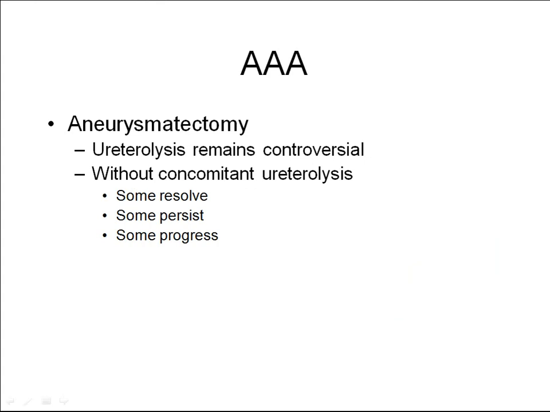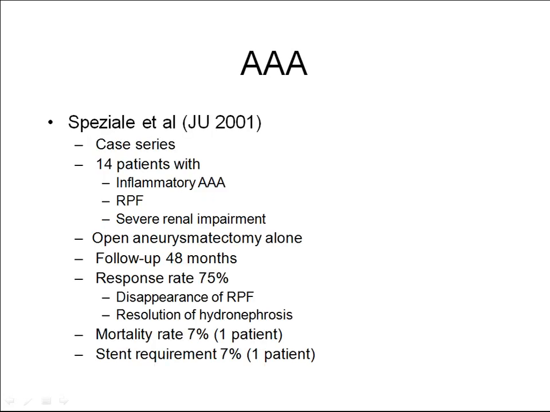In patients undergoing aneurysmectomy or aortectomy for an AAA, ureterolysis remains controversial. Without a concomitant ureterolysis, some patients will resolve their hydronephrosis, some will show persistence, and some will even progress. So the controversy basically involves whether or not to perform ureterolysis at the time of abdominal aneurysm repair. There's probably a most quoted study on this by Spezial et al. in the Journal of Urology in 2001.